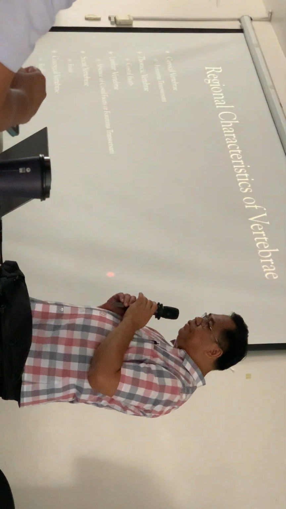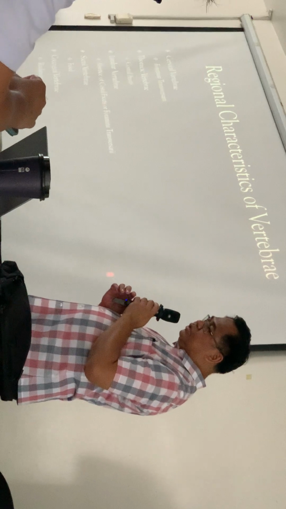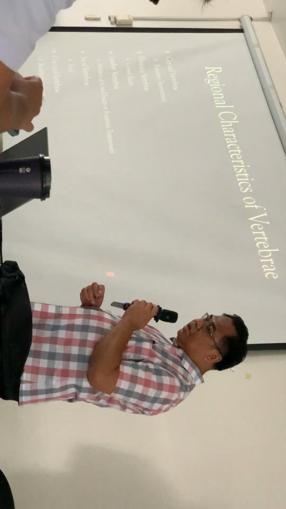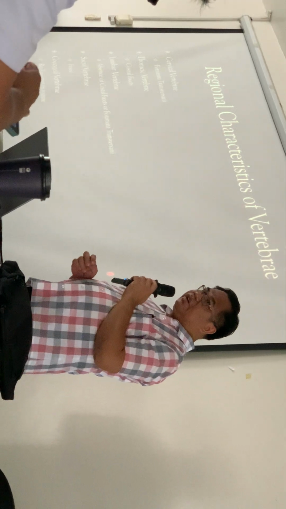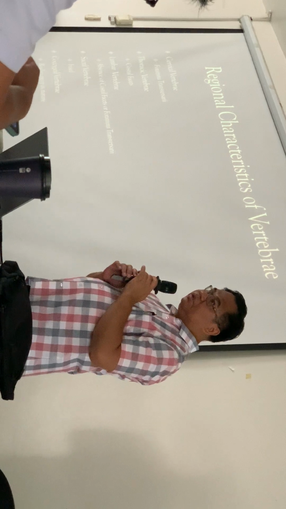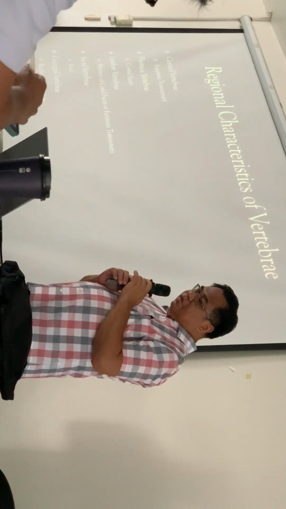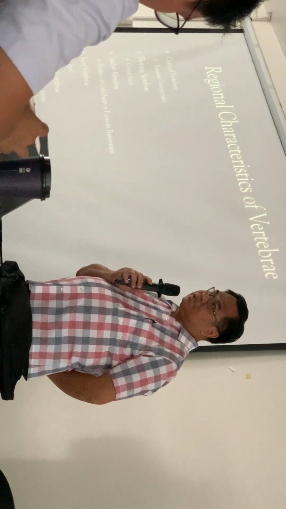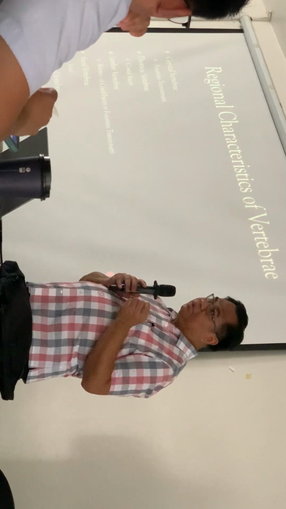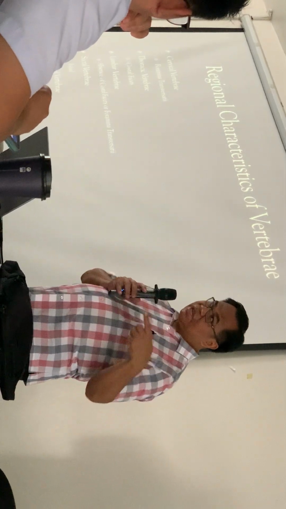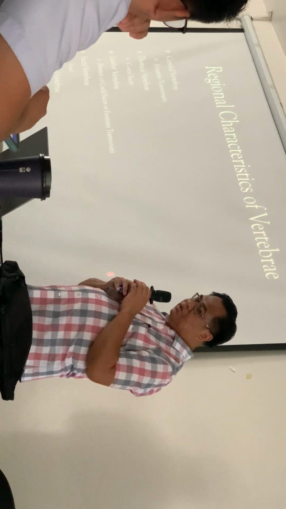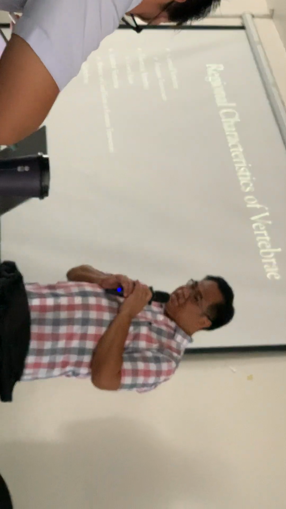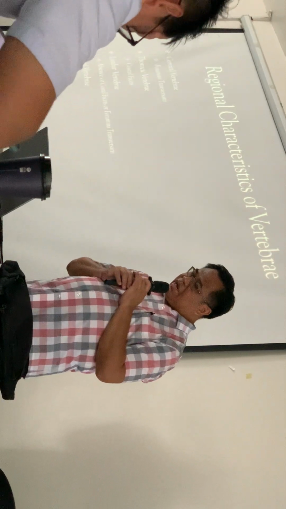Regional characteristics of vertebrae. Cervical vertebrae have a foramen in their transverse process called the foramina transversalis. So that is what is unique about cervical vertebrae. Thoracic vertebrae, what is unique about them is that they have costal facets. So costa, rib. So there are facets for the attachment of ribs. So the thoracic vertebrae have the facets for the ribs, or costal facets. So that is what is unique about thoracic.